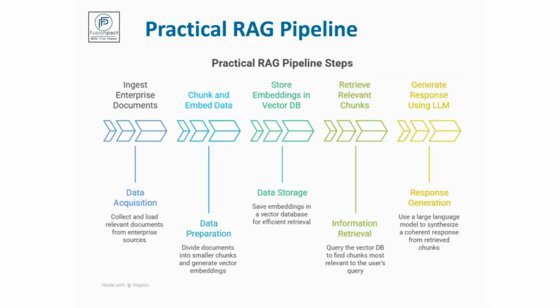The practical RAG pipeline. Ingest enterprise documents. Data acquisition. Collect and load relevant documents from enterprise sources. Chunk and embed data. Data preparation. Divide documents into smaller chunks and generate vector embeddings. Store embeddings in the VectorDB. Data storage. Save embeddings in a vector database for efficient retrieval.